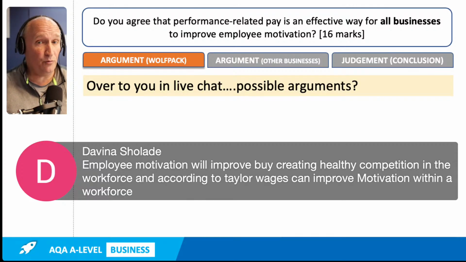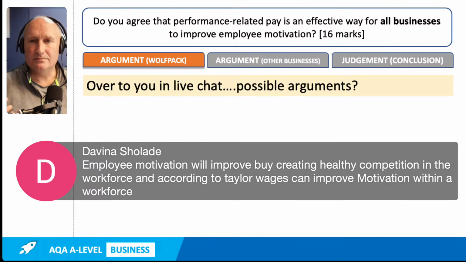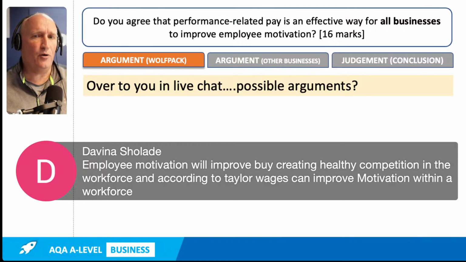Don't forget, we only deal with Wolfpack in the first point. Would be improved. So that's using the case, using the stem of the question, by creating healthy competition, and then linking that to Taylor. So I think the way I would take that point, Davina, I think it's a really good one. Healthy competition sounds better than sort of dog eat dog, isn't it? And then you might explain how and why that might work in the estate agent office using the case study business.